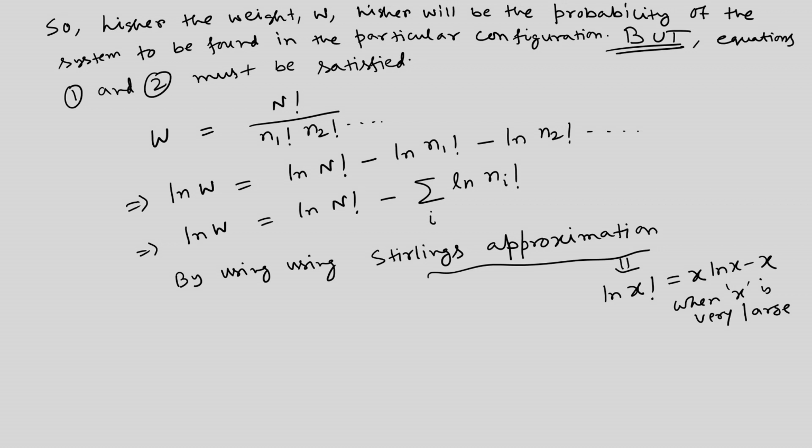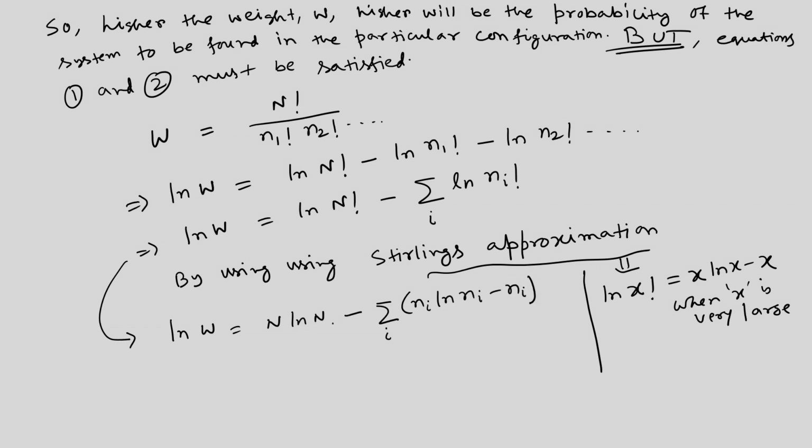So, this is Stirling's approximation. Okay. So, what we do, we will use Stirling's approximation because the number of particles here is very large. So, we can use Stirling's approximation, and then we get ln W is N ln N minus N, and we have another term here, the sum over i of n_i ln n_i minus n_i.